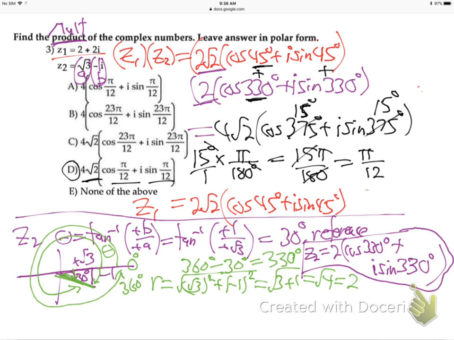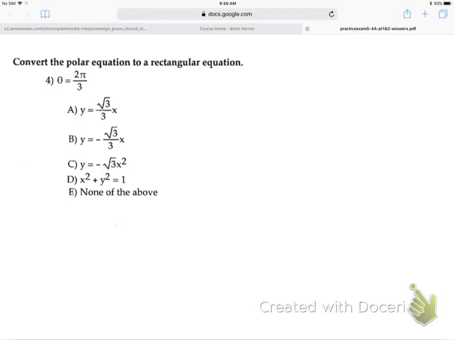All right. So when we multiply polars, we add the powers, don't we? So convert this thing to rectangular. To rectangular. So we have theta equals 2 pi over 3. What should we do to take this thing and convert it? Like, say they want all these x-y equations. Which one of these x-y equations is going to be the same as this theta thing? What should we do? Any ideas?